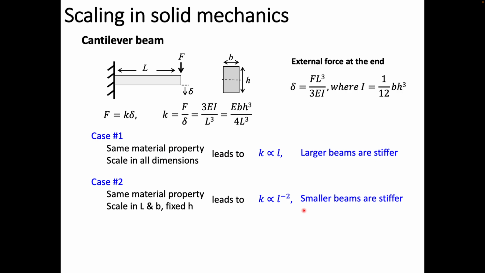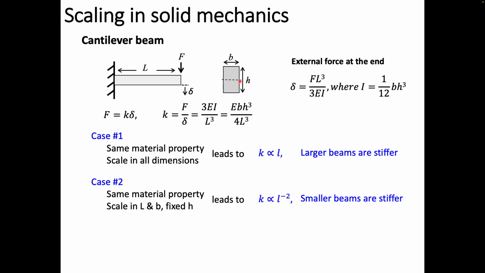Let us now look into some examples of solid mechanics. This is a simple cantilever beam with the length of L, and we are applying a force at the end of the beam. As we apply the force, there will be some deflection developed, right? This cantilever beam is a rectangular shape, the width is B, and the height is H.